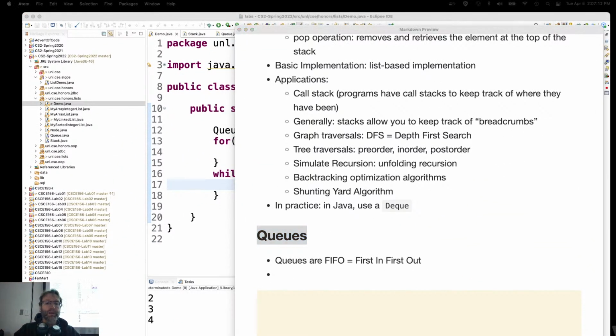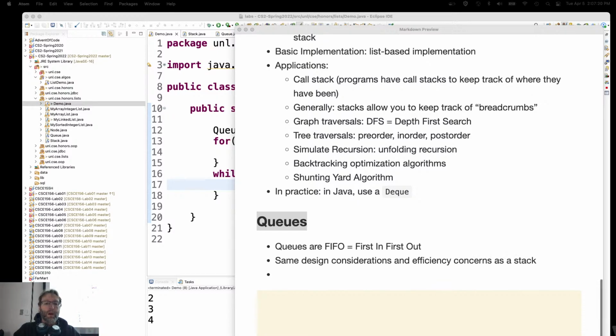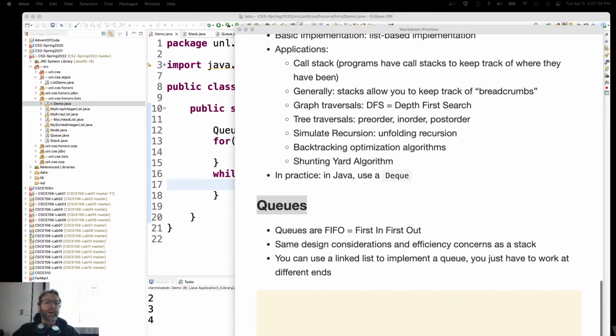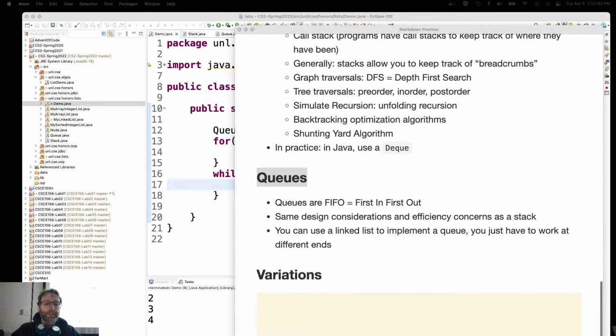Same design considerations and efficiency concerns as a stack, right? You can use a linked list to implement a queue. You just have to work at different ends. And you get a first in, first out ordering.